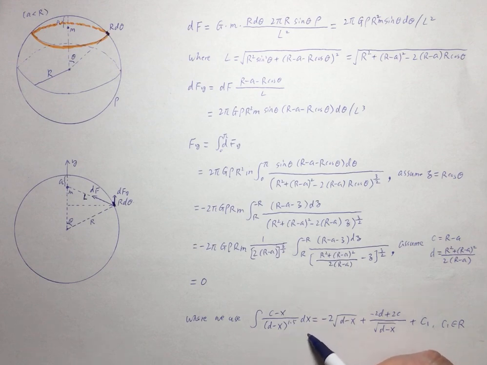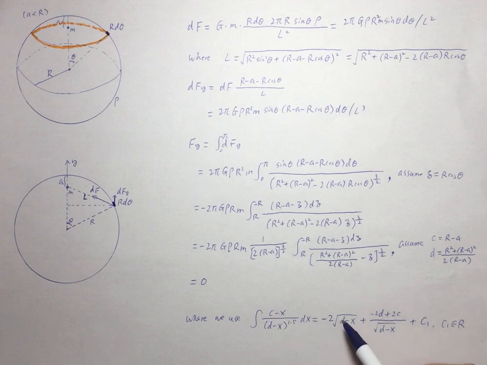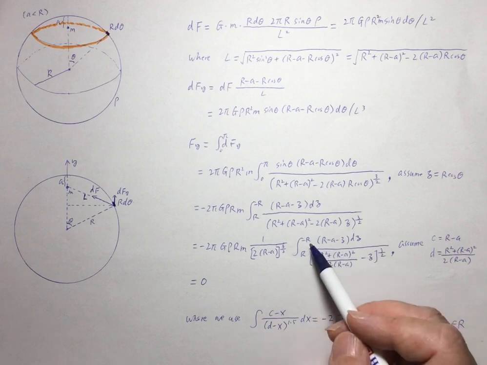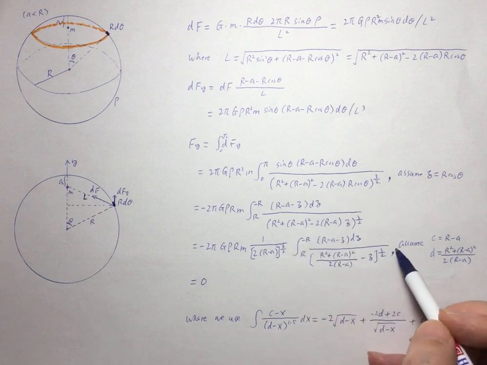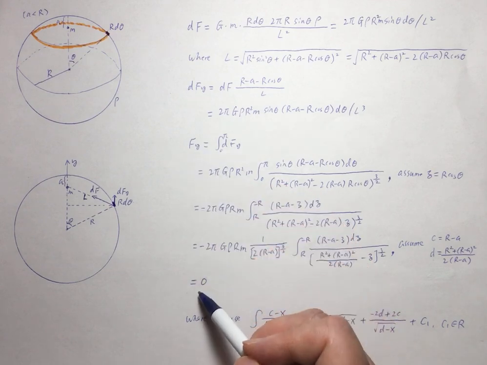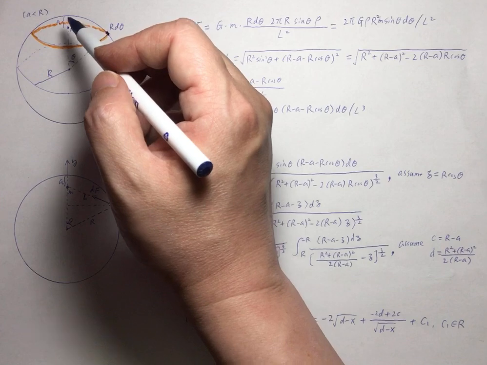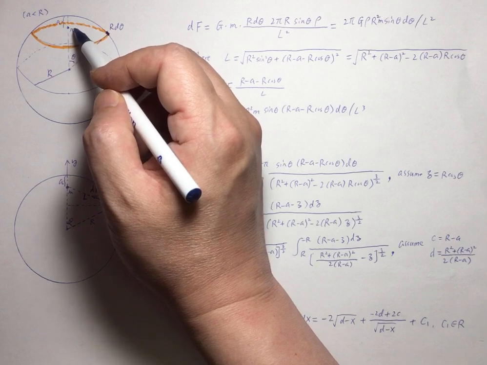Now we can use Google to check the answer, and we get this expression. Remember, C is here, D is here, and C1 is a constant. Then we calculate, we plug r into this expression, and then we also plug minus r into the expression. In the end, this integral becomes 0. So which means Fy is 0. That means the force that this particle feels is 0.